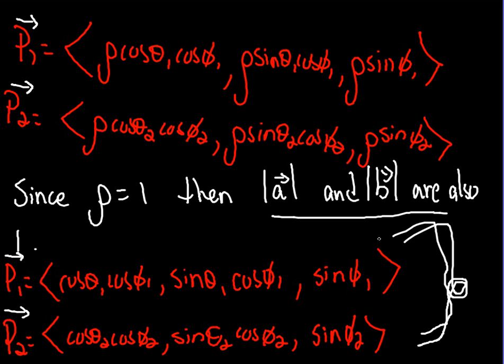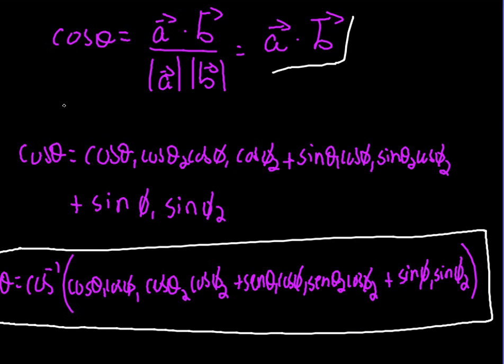So, keep in mind that P1 and P2, right here, are the position vectors for points on a sphere. And if I have these vectors, and if I know how to calculate the angle between them, it's going to look something like this. The cosine of the angle is equal to the dot product of the vectors divided by the magnitude of each vector. But since the magnitude of A and B is 1, it just reduces to the dot product between the vectors.